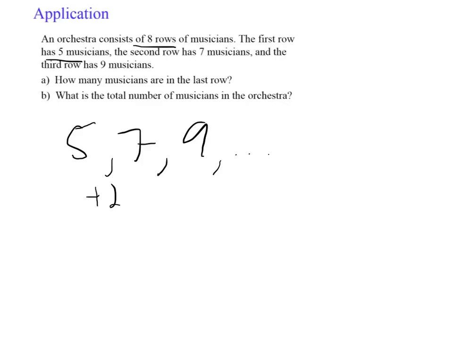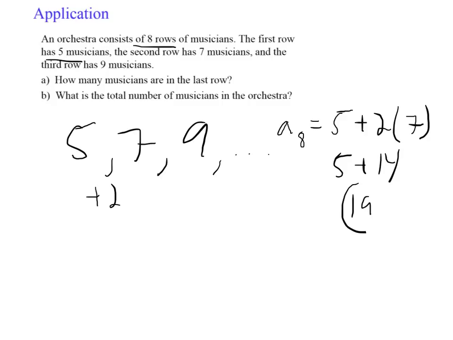I can also do this with an explicit formula, and that's what I'm going to choose to do. So to find the 8th row, I'm going to take the first row plus 2 times 8 minus 1, which is 7. So 5 plus 14, looks like there's 19 musicians in the last row. Then if they want me to find the total number of musicians, I could certainly add up all 8 rows and find the sum of those numbers. I also can use the series formula.